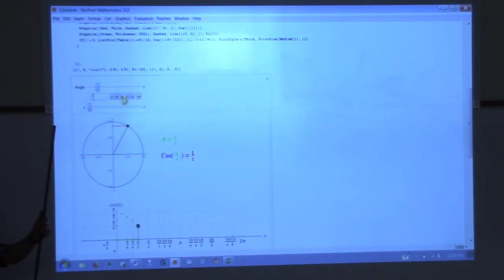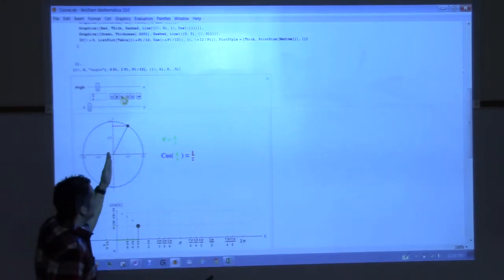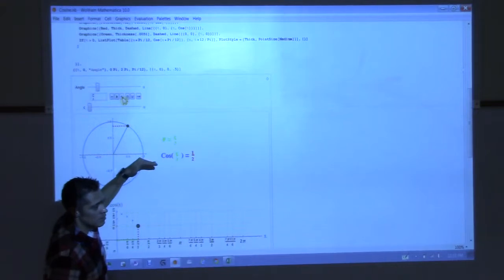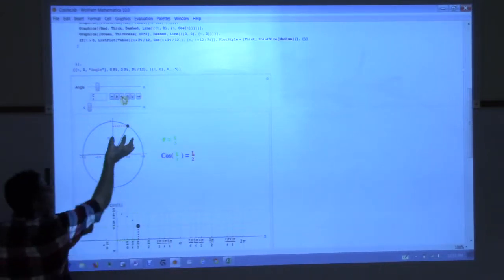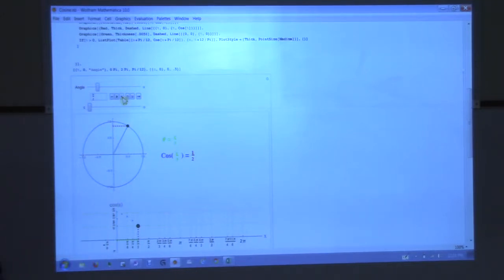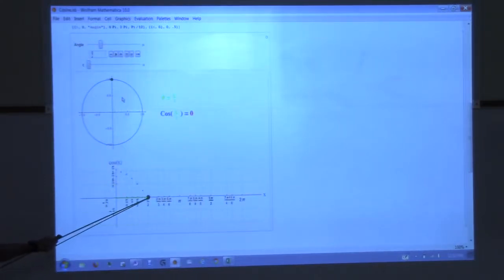Instead of starting at 0, it's going to start at the top. It's starting at 1 because it's the x value as opposed to the y value. So my x value here is starting to get smaller. When I get to 90 degrees, my x value is going to be 0. And that's why when I get right there, you can see on the graph, my value is 0.